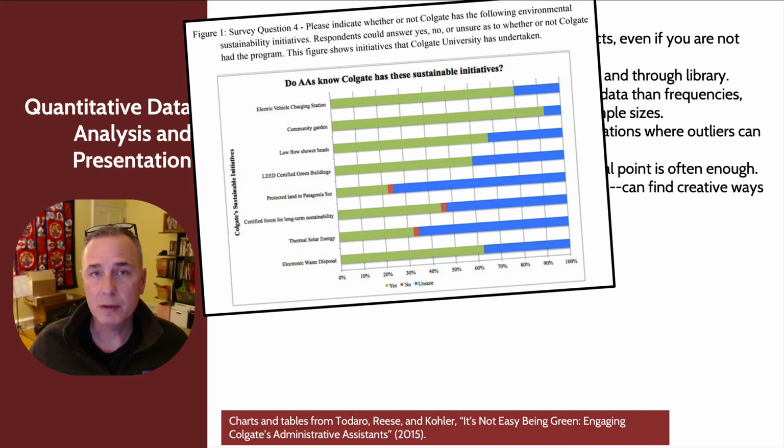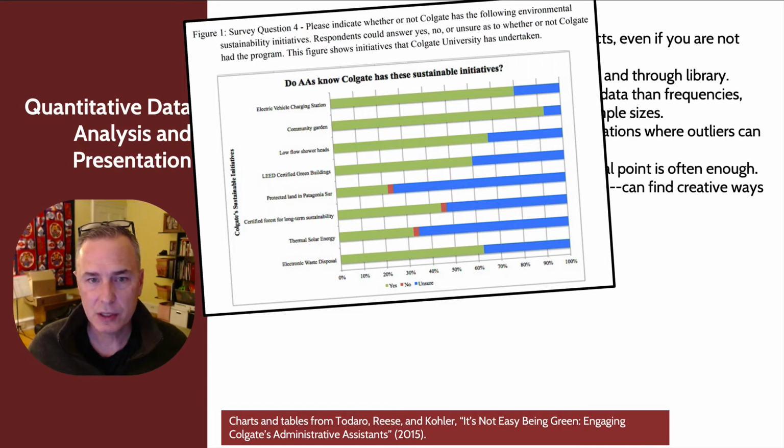For example, if you think back to the study that we looked at of administrative assistants earlier this semester by those students in 2015, Todaro, Reese, and Kohler, they did a really nice job in their paper of using their survey results in a powerful way that's relatively simple at the same time. Here's one of the responses from their survey where they asked about different initiatives at Colgate and whether the administrative assistants had knowledge about those. In this chart, the green shows people who answered yes, that they did know about it. People who answered no are red, and blue is the unsure.